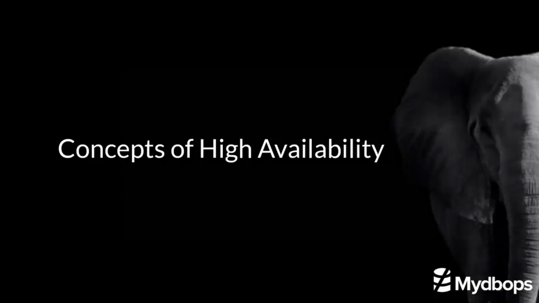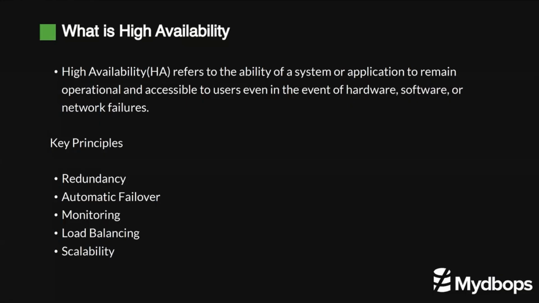So first, the concepts of HA. The basic definition of HA is that even when we lose the hardware or software of a particular server, we should still be able to run our business. That is what we call HA. And these are the key principles. The first one is redundancy, which means avoiding a single point of failure.